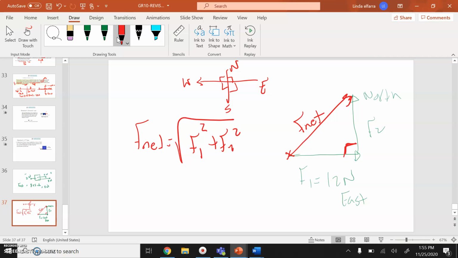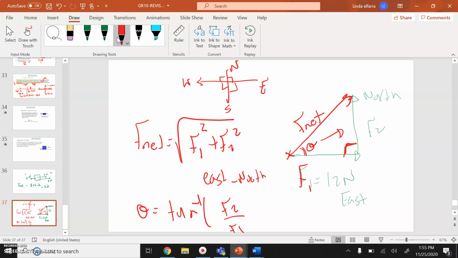And then you can determine the direction. Theta, if I'm using theta here with the east direction, it will be east-north, the direction of the net force. You can find the direction using tan inverse. Opposite, in my case, is F2, divided by adjacent, which is here F1. Can I use the other angle? Yes, but in this case, I'm measuring the angle from north, so the direction will be north-east.